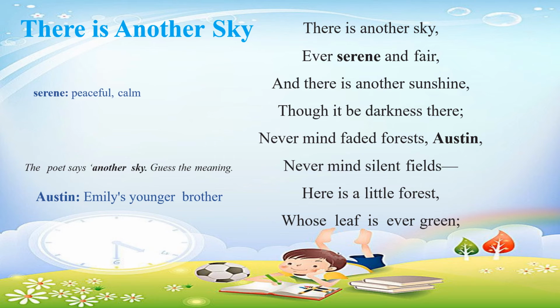She is saying that here near her there is a little forest. Here is a little forest whose leaf is evergreen. That is, there is a ray of hope. There is a green leaf around her in the forest. So that is why she is giving hope to her brother, and she is saying that never mind silent fields. Here is a little forest whose leaf is evergreen. She is building hope within her brother.